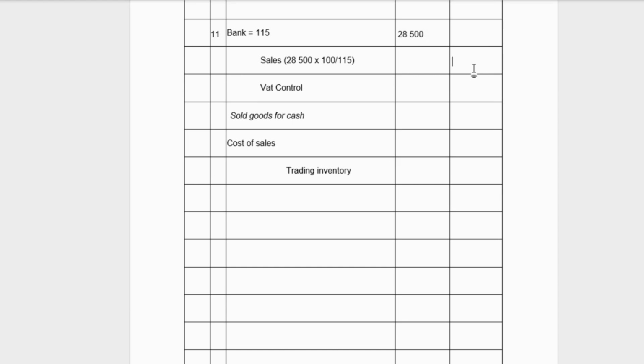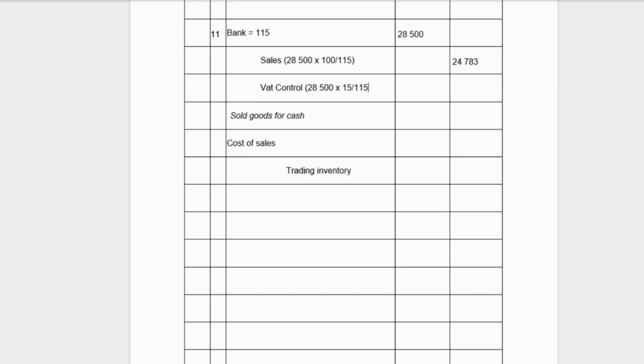And then I am getting 24,783, okay? And then how much is our VAT? Our VAT is just 15%, right? So we're just going to say 28,500, and then we multiply by 15 out of 115, okay?